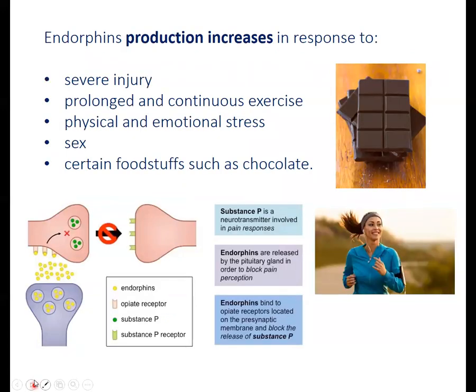When are endorphins released? Well, they're released in larger numbers in these particular situations: severe injury, prolonged continuous exercise, physical and emotional stress, during sex, and when you eat chocolate. Okay, so endorphins tend to be released more during these activities.